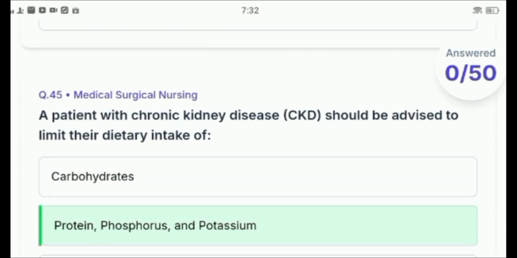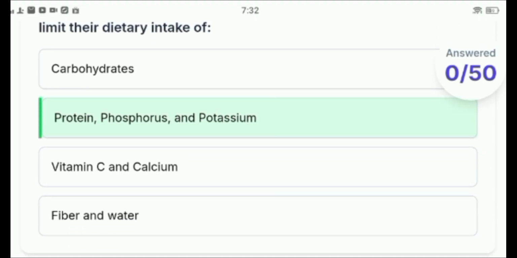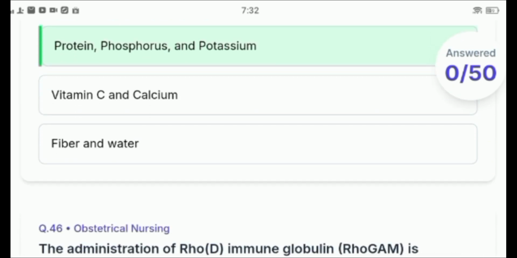45. Medical surgical nursing. A patient with chronic kidney disease should be advised to limit their dietary intake of A. carbohydrates, B. protein, phosphorus, and potassium, C. vitamin C and calcium, D. fiber and water. So the correct answer is B.